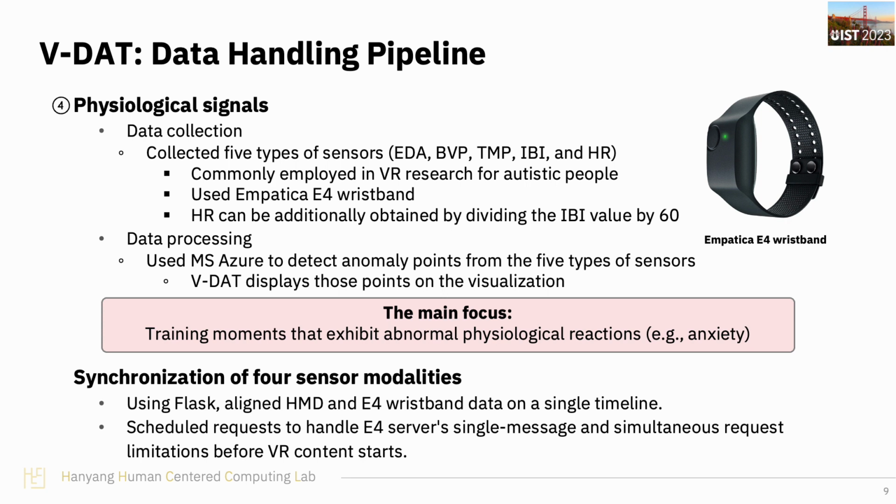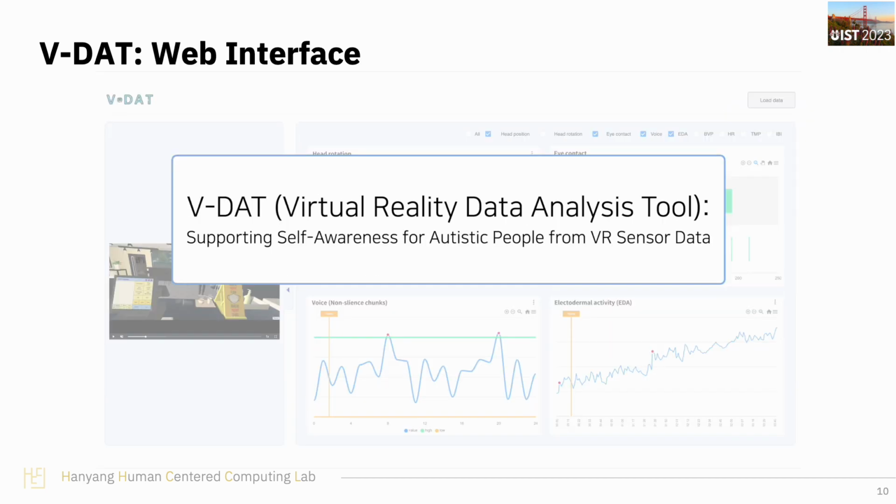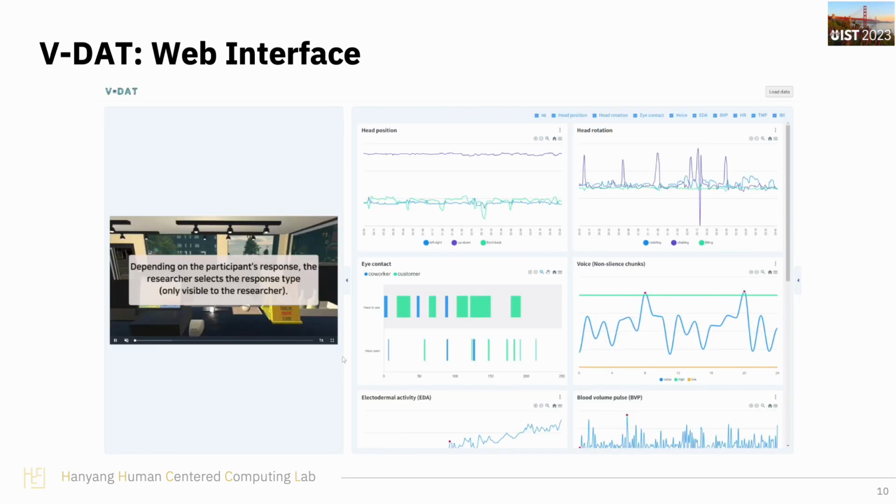Finally, we synchronize all those four data types. Data extracted from the HMD have the same timestamp information, but data collected from the E4 wristband have a separate timestamp. To map the data from different devices to the same timeline, V-DAT uses Flask. And this is a short demo video of V-DAT.